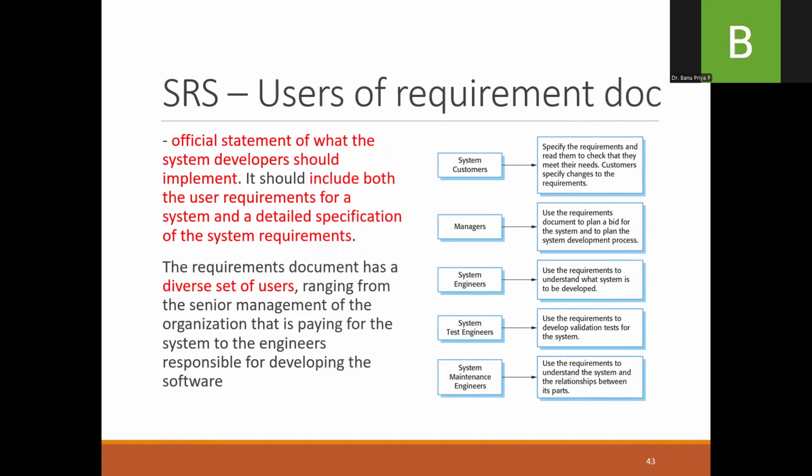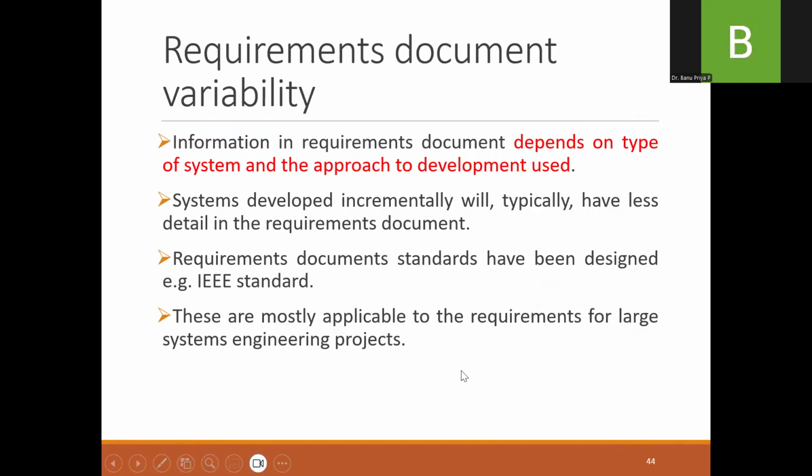An SRS document is always an official statement of what the system developer should implement. It includes both the user requirements for a system and a detailed specification of the system requirements. Yes, we have a diverse set of users, ranging from the senior management of the organization to simple engineers. So for each user, the requirements will be specified. The system customers, managers, system engineers, testing engineers, maintenance engineers, everyone should follow this SRS document.